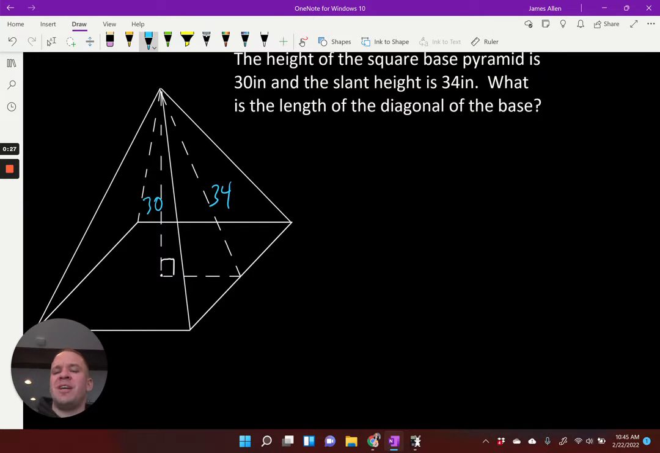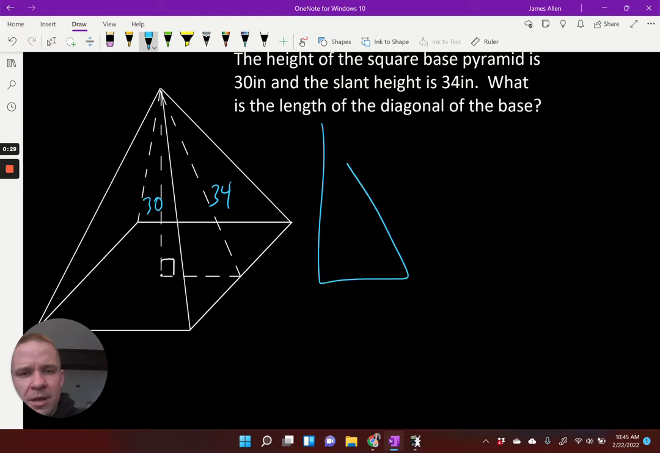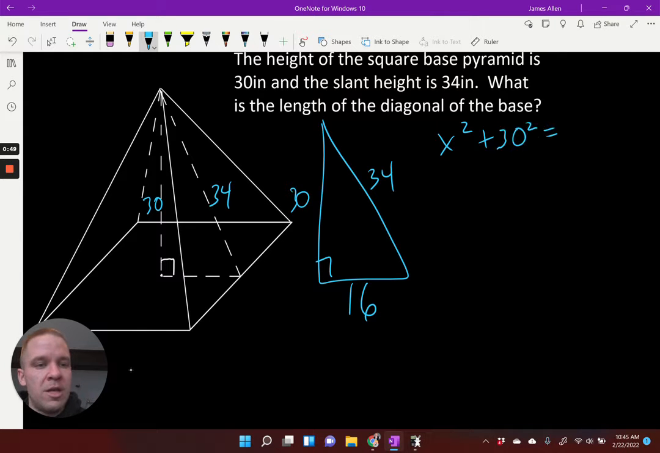Well, the only information I can get from this triangle, the 30 and 34, would be this side right down there. I could use the Pythagorean Theorem, or, is this a triple? I think this is a triple. This is an 8, 15, 17 triple that's been doubled, so that makes this guy 16. And if you didn't get that, your setup would have been x squared plus 30 squared equals 34 squared, and you would solve for x. But if you know your triples, you will save some time. And time is money.